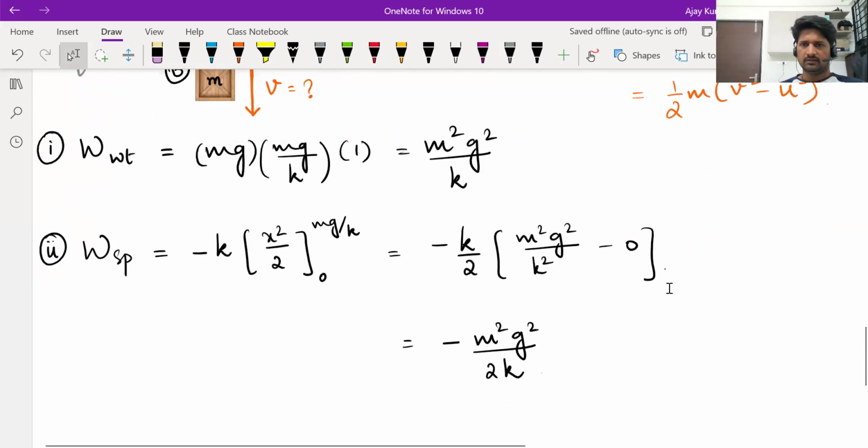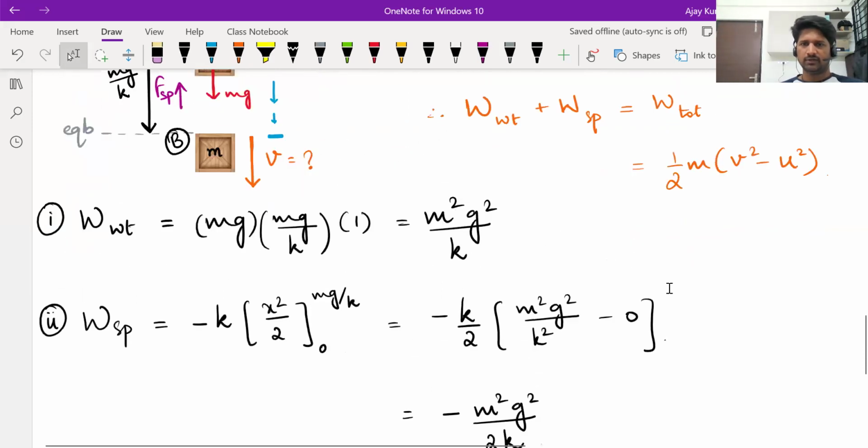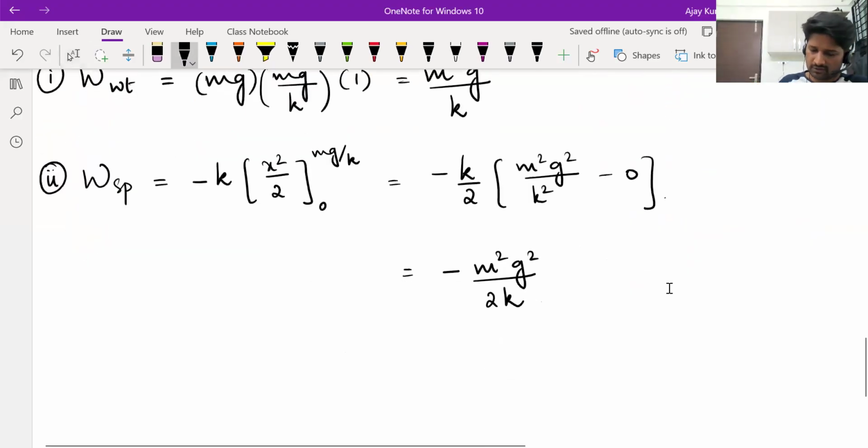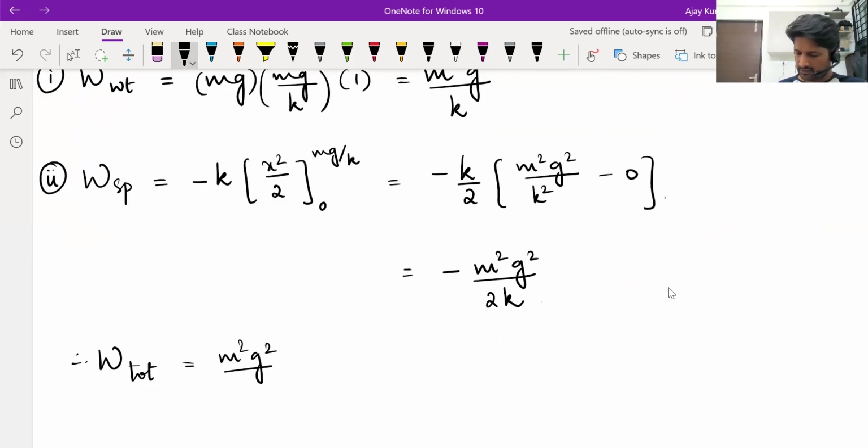Correct. Okay, we are now in a position to find out that velocity. We got the work done by weight and the work done by spring force. Therefore, the total work done, sum of these two, m square g square by k, that's the work done by weight, positive work, minus m square g square by 2k, that's the work done by spring, should be equal to half m (v square minus u square).